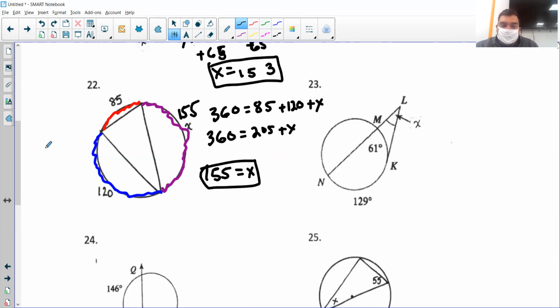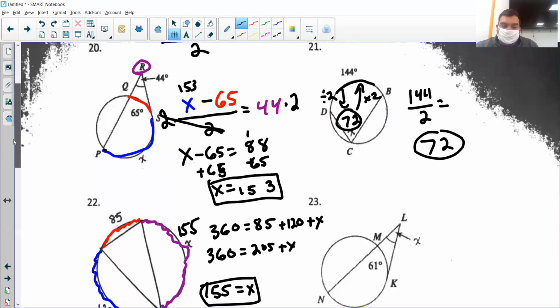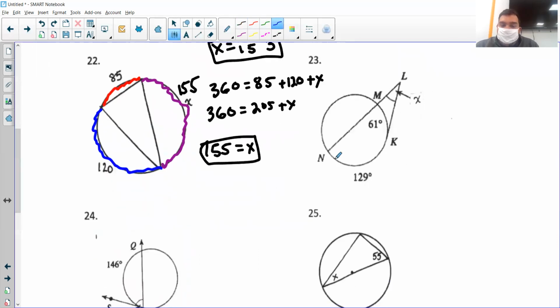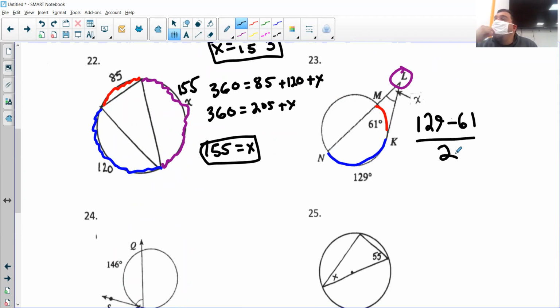So let me just check what colors I used. The outside arc, the bigger arc, or the arc farther away from the angle, is 129. The arc on the inside is 61. And the angle on the outside is X. So we're going to do 129 minus 61. Again, you do this because the angle's outside the circle. So outside the circle angles, you do this. Equals X.